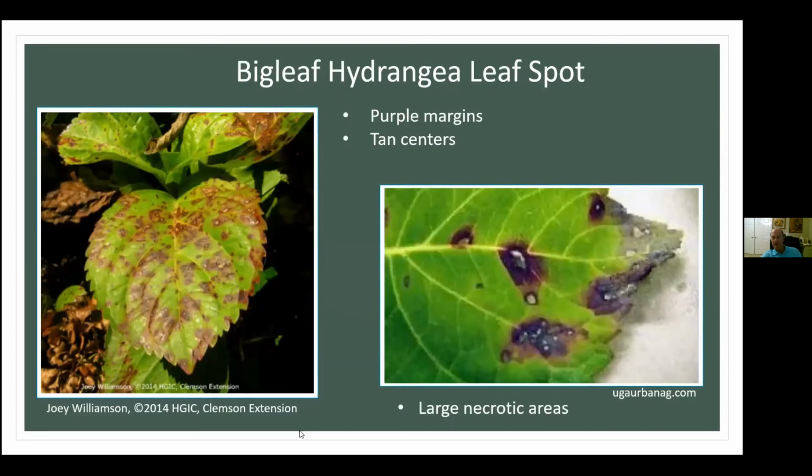The big leaf hydrangea leaf spots pictured here are actually caused by two different fungi. One is the Cercospora on the left. Don't get caught up with the fungi names mentioned, because the Extension Office can help you identify the causing pathogen when you share a photo with us. Note here that we have different fungi causing leaf spots that present differently. While one big leaf hydrangea presents with purple margins and tan centers, the other has large necrotic areas, large areas of dead leaf.